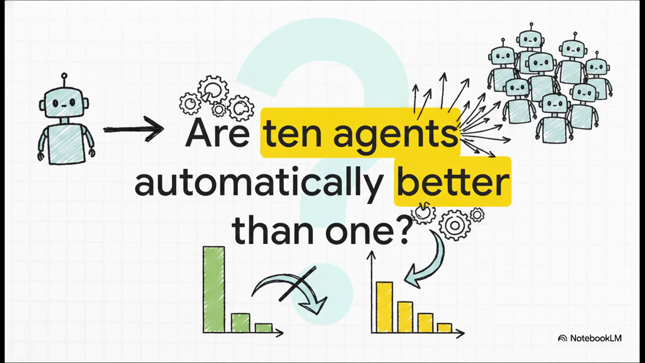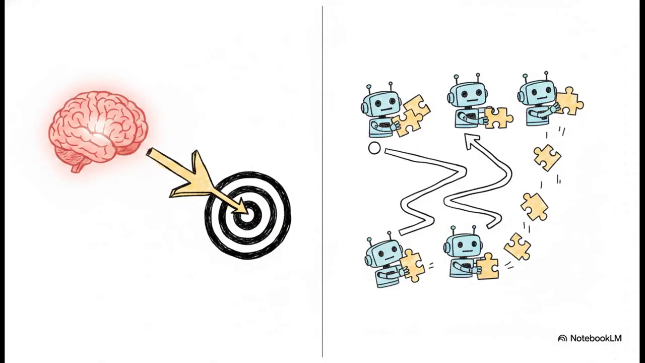But counterintuitively, recent research proves that this isn't always true at all. Adding more agents is definitely not a magic bullet. It's actually a really tricky structural trade-off. Here is the real crux of the debate. A single-agent system preserves a completely coherent internal reasoning trajectory. The AI has access to the full context of the problem at all times, without ever having to summarize or translate its thoughts.